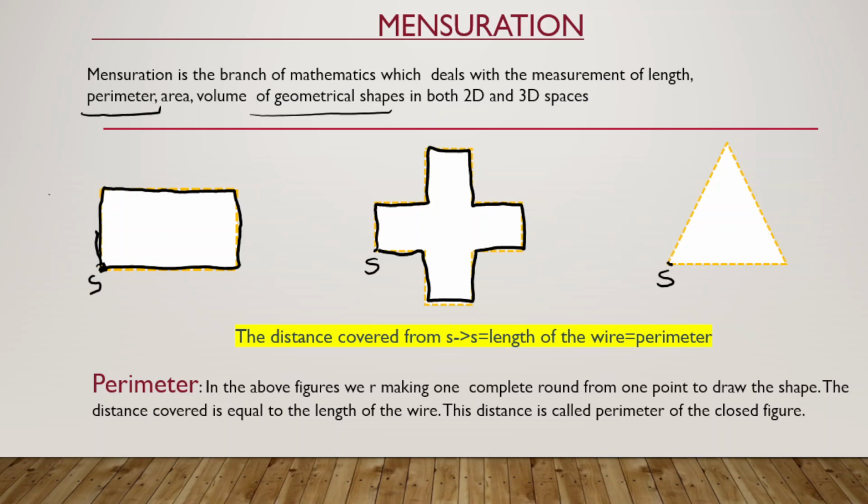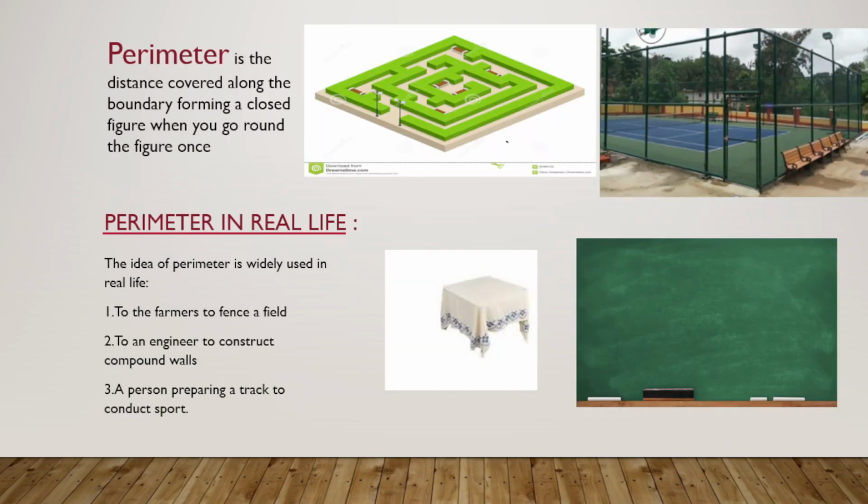So the perimeter is the distance covered from S to S, which is equal to the length of the wire we are using. So this distance covered along the boundaries is perimeter. Perimeter is the distance covered along the boundaries of a closed figure when we are rounding it once. We need to round the closed figure one time along all the boundaries of the figure. That distance covered is the perimeter.